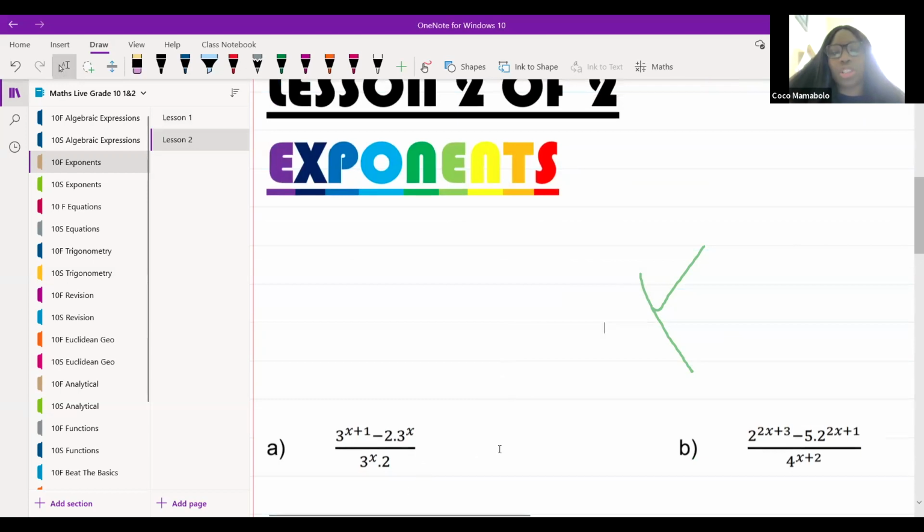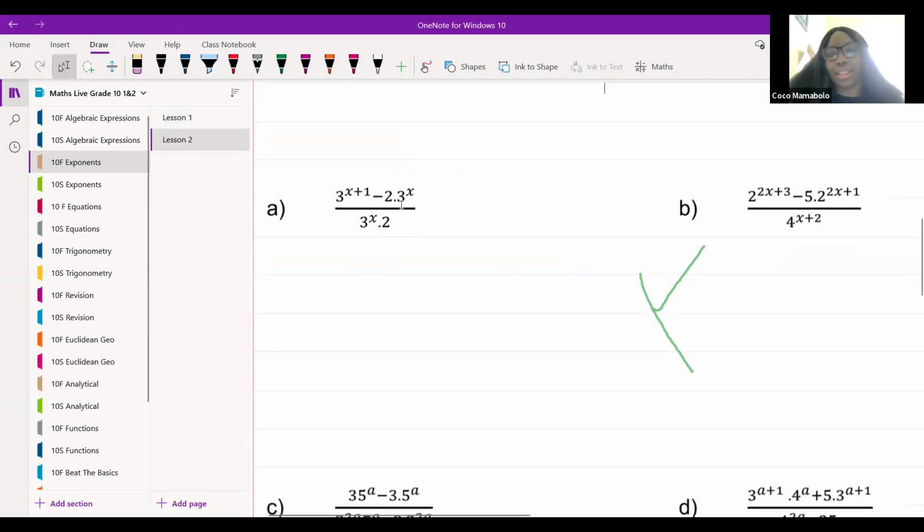So what we're going to get now is a question that looks like that. All right. Now, I know that I can't compare like bases from top to bottom. The reason I know this is because there's a minus in between, just like the question that we did above, right?